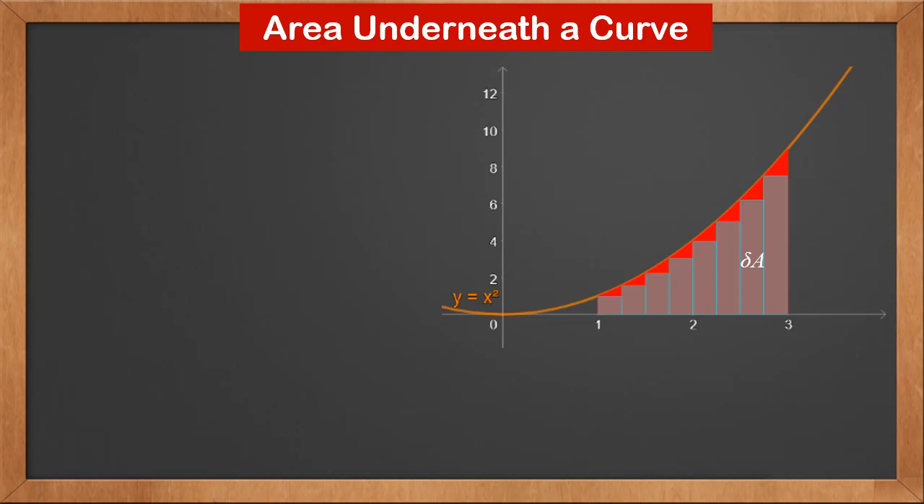We mark the area of each rectangle as delta A, because it's small. The total area A is the limit of the sum of delta A, for x from a to b, when delta A approaches 0.